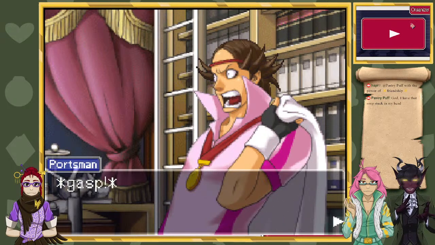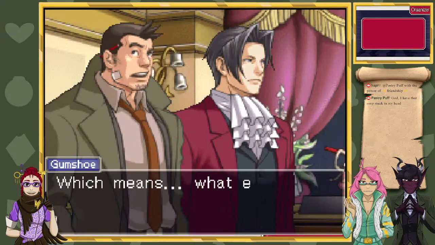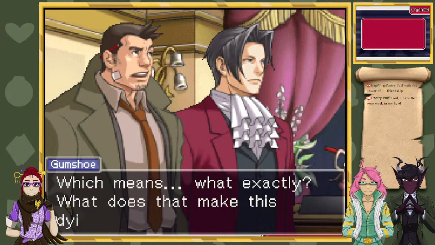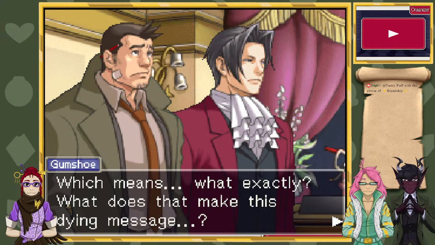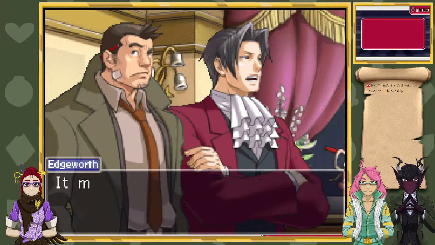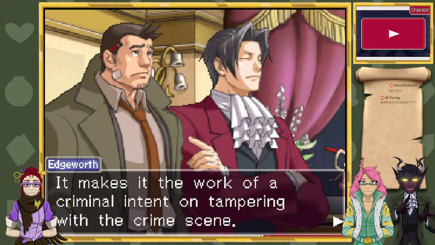The fucking limbo champion. Horseman been fracturing his third vertebra. Perfect pose. Which means? What exactly? What did I make this dying message? Just the way I like my men bendy. Oh my god. It makes it the work of a criminal. Be a Ferex fan then. I am.